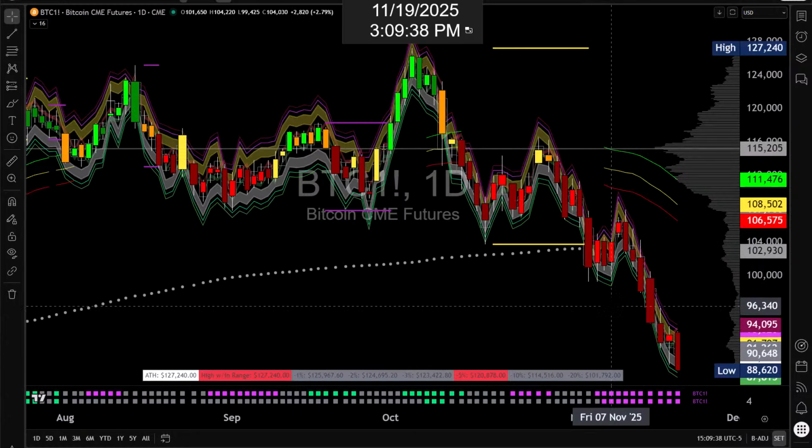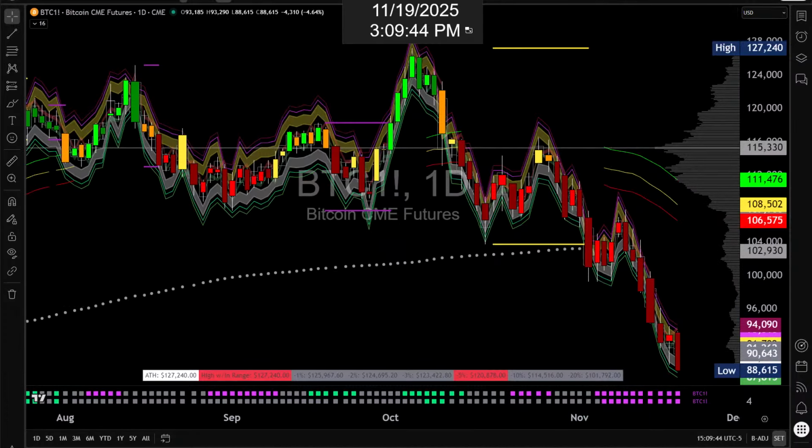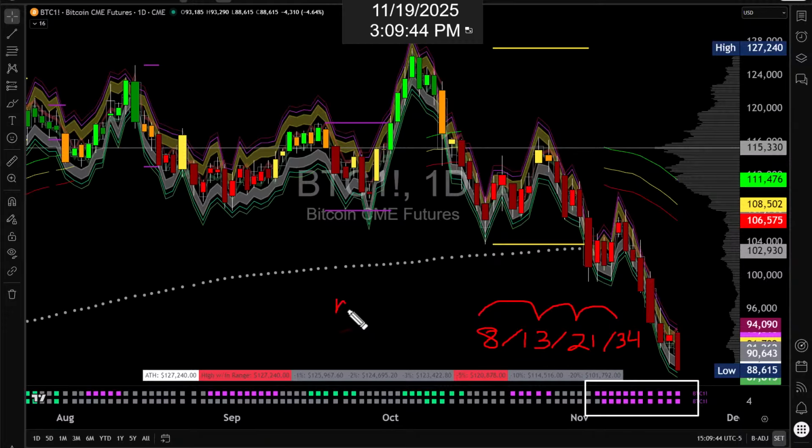For how long? Bitcoin confirmed the downtrend at the close of Friday, November 7. And the way that I look at that is with this indicator down at the bottom, which in essence studies the relationship between the 8, 13, 21, and 34 exponential moving averages. And the relation to each other gives me a read on momentum. Is it bullish or bearish? And the overall trend. Again, is it bullish or bearish? In between, of course, is neutral.